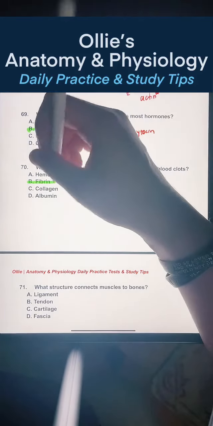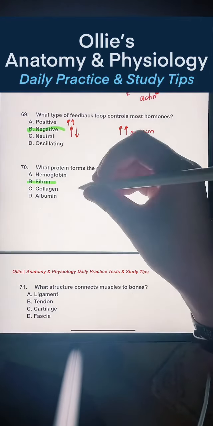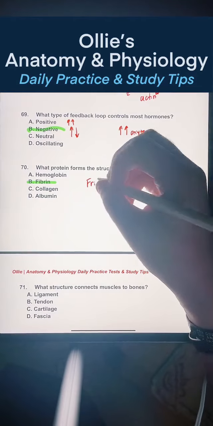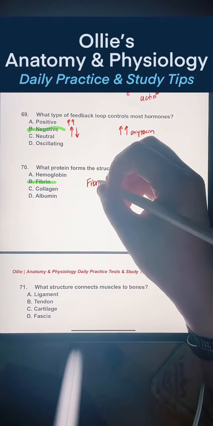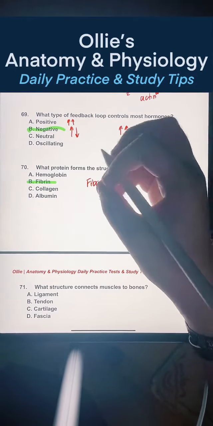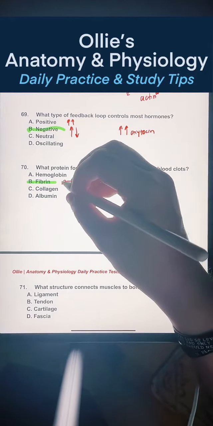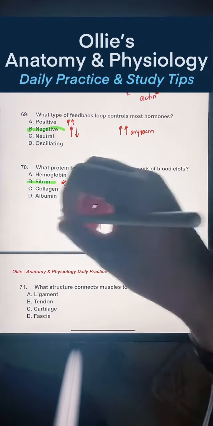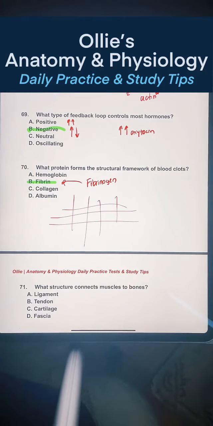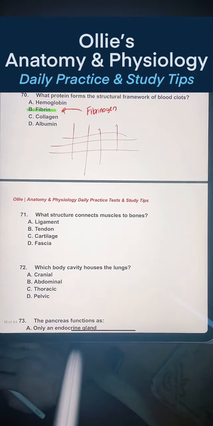So the answer is fibrin. Fibrinogen is converted into fibrin, which becomes this mesh network that helps form the structural framework of a blood clot. Alrighty, perfect, everybody. Let's move on. Yeah, fibrin is a net, yes. And it's insoluble, yes, it is insoluble.